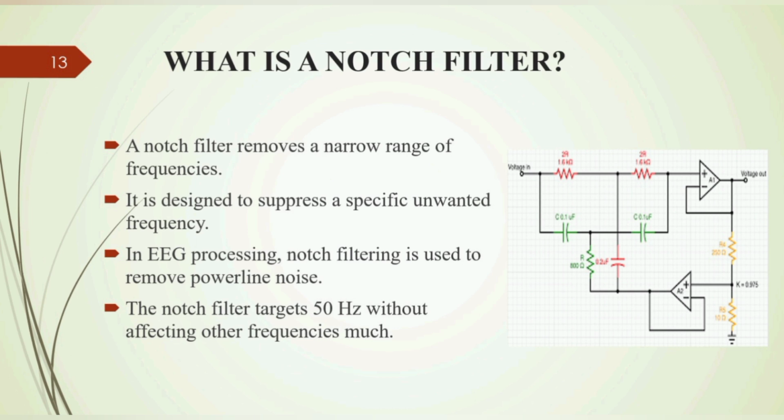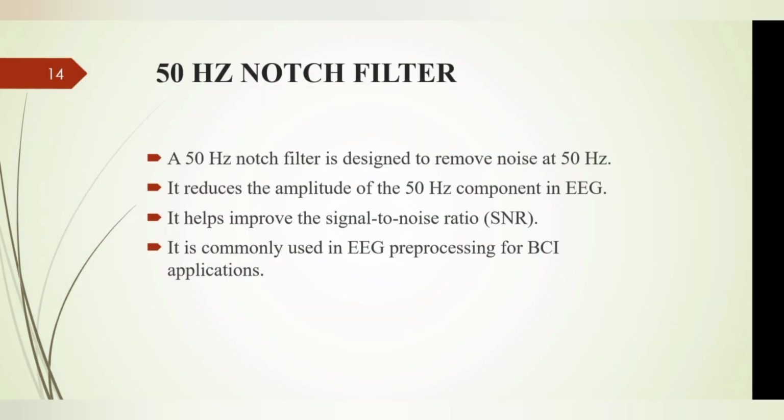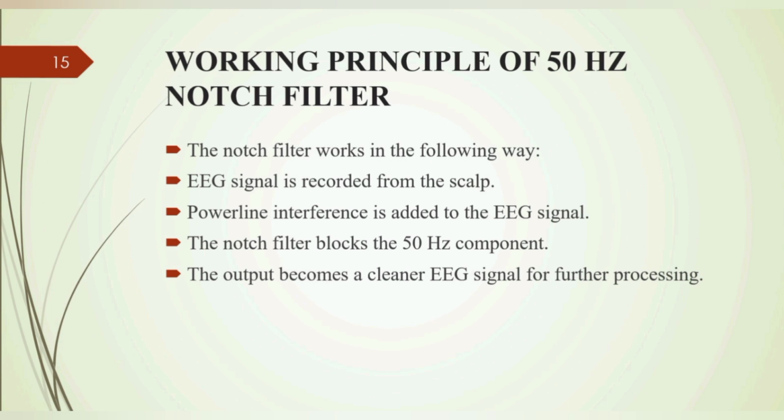Now let us see how a 50 Hz notch filter works. A notch filter is designed to remove noise exactly at 50 Hz. It reduces the powerline interference and improves signal to noise ratio. This filter is usually used in EEG pre-processing. Next, I will explain its working principle. Working principle of 50 Hz notch filter. First, the EEG signals are recorded from the scalp using electrodes. Next, the powerline interference is added to the signal. The notch filter blocks the 50 Hz component, producing a clearer EEG signal.